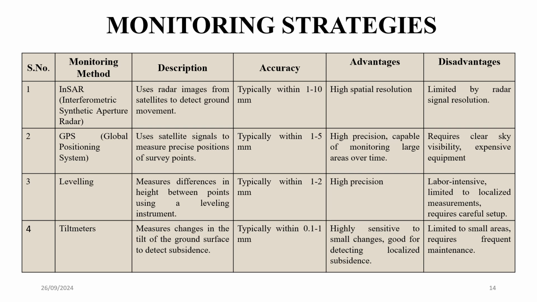The second technique is GPS, Global Positioning System. This technique utilizes satellite signals to measure precise positions of survey points. The accuracy ranges within 1 to 5 mm. The advantage is it has high precision, capable of monitoring large areas over time, whereas the disadvantage is that it requires clear sky visibility and the equipment is expensive.